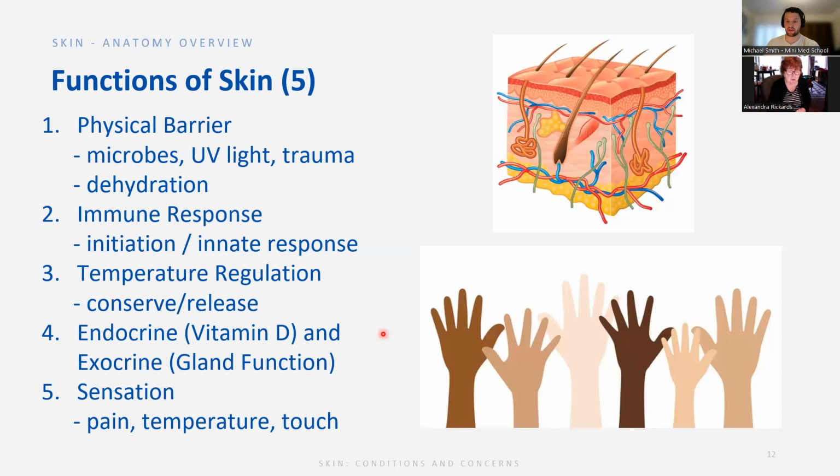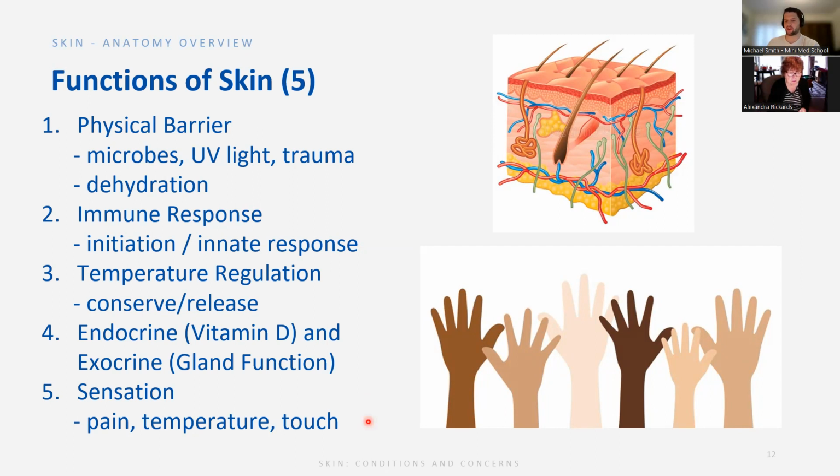The third is temperature regulation. By controlling factors like sweating, blood flow, and getting goosebumps on your skin, our skin automatically helps us conserve or release heat when we need to maintain a normal internal temperature in our bodies. The fourth one is a bit more complicated, but in a nutshell, our skin serves an important role in the production of vitamin D, which is helpful for, as you probably know, our bones. And it can also produce various other substances via the glands that live within our skin, such as sebum, sweat, and pheromones, things like that.